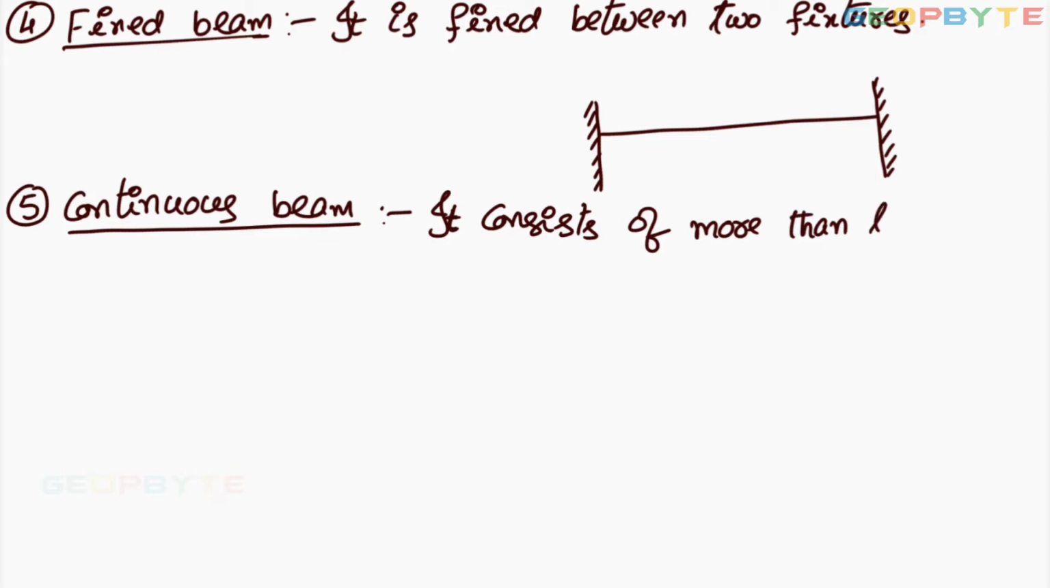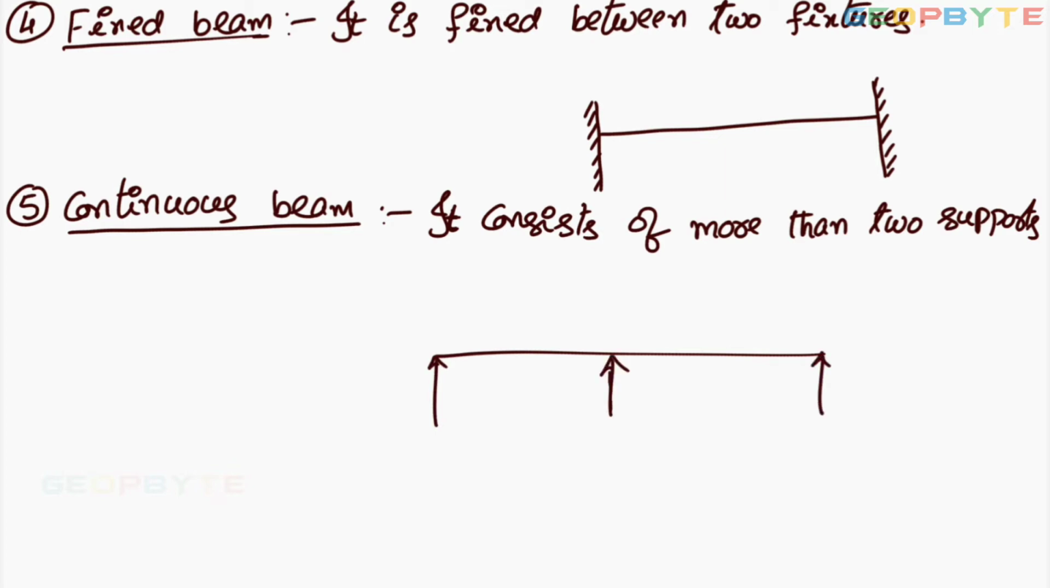More than two supports. It consists of more than two supports, which means it is like this. This is one support, one more support, one more support, like this. If any beam has more than two supports, that kind of beam is called a continuous beam. That is about the beams.